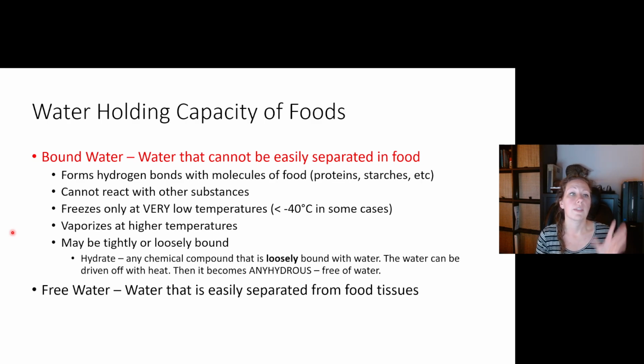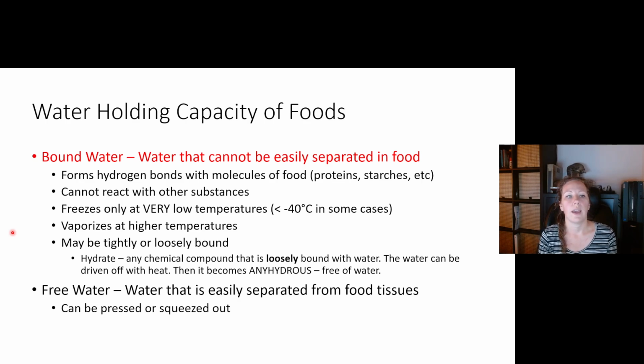Okay, so then the second way that water is contained in food is as free water. And that is defined as water that is easily separated from food tissues. So I've simplified that bound water definition, right? By just changing it up from what the free water definition is. Okay, so free water is water that is easily separated from food tissues, and bound water is water that cannot be easily separated. Okay, so easy to remember the new definition.